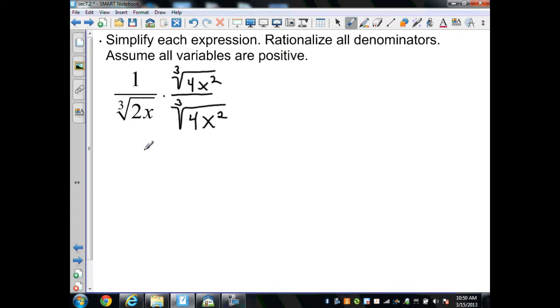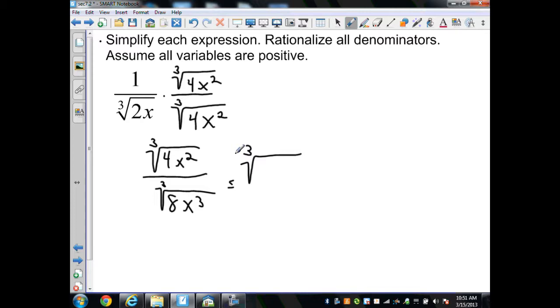Now I multiply across, that gives me the cube root of 4x squared in the numerator, and in the denominator, that's going to give me the cube root of 8x cubed. But I know I can simplify the denominator, so I still have the numerator, the cube root of 4x squared, over the cube root of 8 is 2. The cube root of x cubed is x.